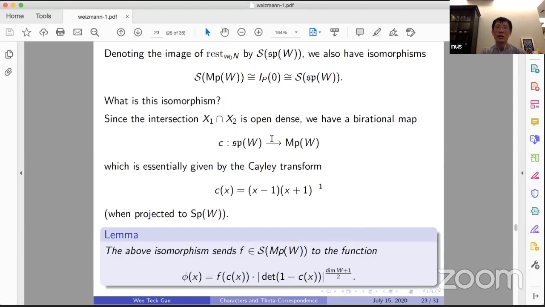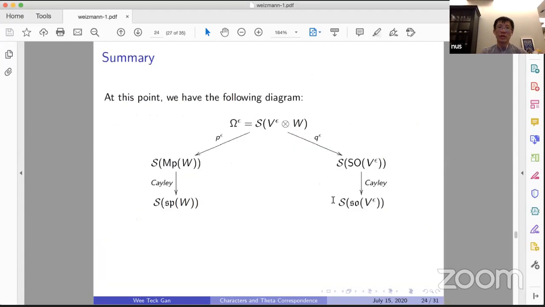Because of this, instead of working with this space of test functions of MPW, I can work with this avatar of it, functions on the Lie algebra. As a summary, at the moment we have this diagram. The top of the diagram was what we had originally when we defined the spaces of test functions and the transfer. But now the Cayley transform defines an isomorphism from this space of test functions to that one, and likewise on the other side.